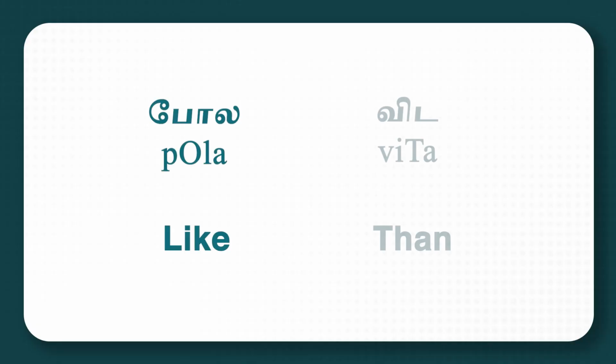I believe you have learned many Tamil words in this class. Now, try forming some basic Tamil sentences using the comparative markers pola and vida. Keep practicing these patterns in your daily conversations and don't hesitate to try forming your own sentences. Every small step you take will bring you closer to fluency.